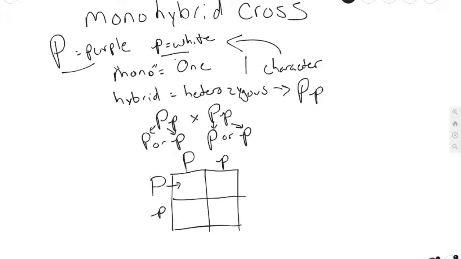So this P and this P, so we end up with big P, big P in the first box. In the next box, we're going to pull big P, and then little p comes from the top. Down here, we've got a big P from the top and a little p from the left. I am going to write the capital P first just to keep everything the same. And then this box gets a little p, little p.